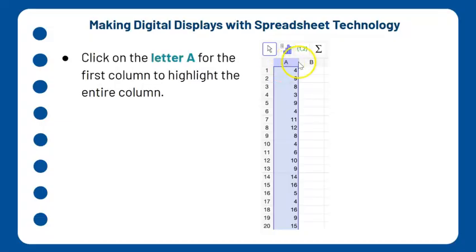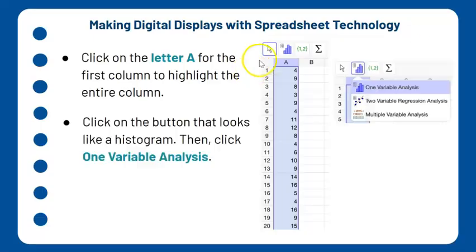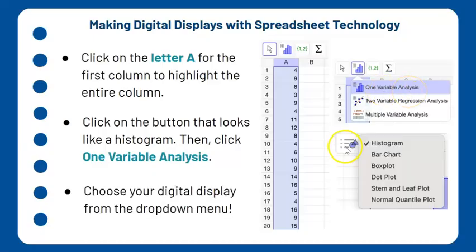After we collect our data, we click on the letter A for the column to highlight the entire column. Then, click on the button that looks like a histogram, followed by One Variable Analysis. From here, you'll see a drop-down menu with different options. Choose your digital display from the drop-down menu. For this video, we created a dot plot, a histogram, and a box plot on the GeoGebra spreadsheet app using the sample dataset. Let's take a look at each display.